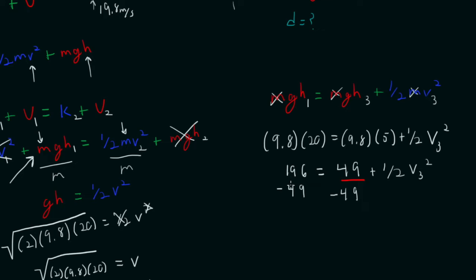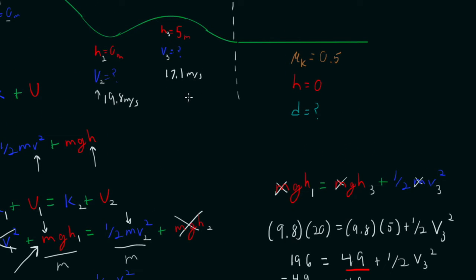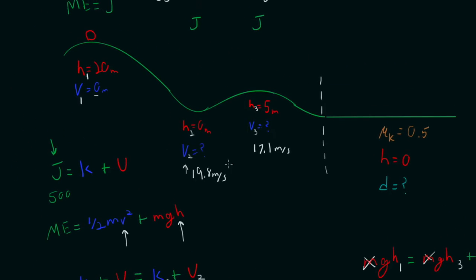So let's take that, 196 minus 49. And we're going to have 147 equals 1/2 v3 squared. Now, we can take that 1/2, multiply both sides by 2, and then take the square root of that, knocking that out, knocking that out. We end up with 17.1 for our V3. So there we have been able to figure out our velocities at each point on this set of hills. But now we have one more part.